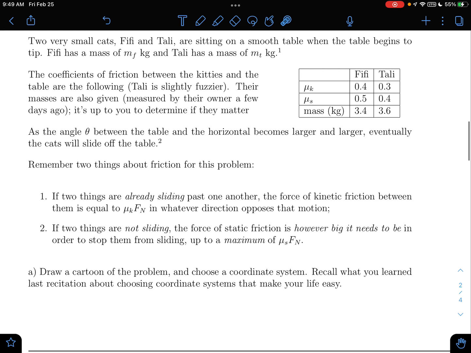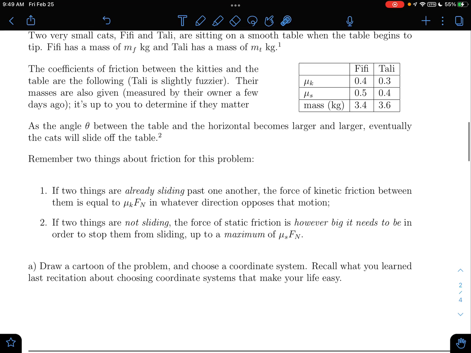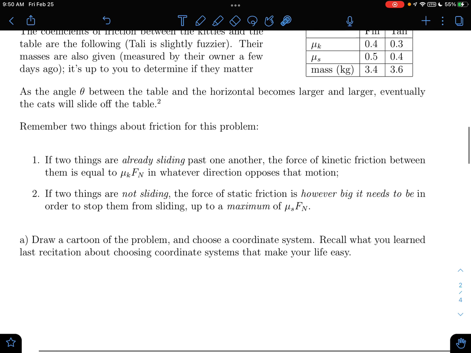It's a tall cat, right? We have the coefficients of friction, and we have their masses, and we have our changing angle theta between our table and the horizontal. So two things about friction that we're going to remember: two things already sliding past each other.